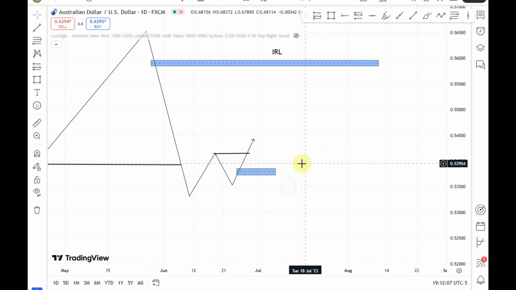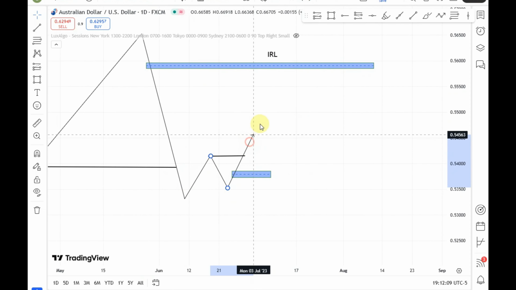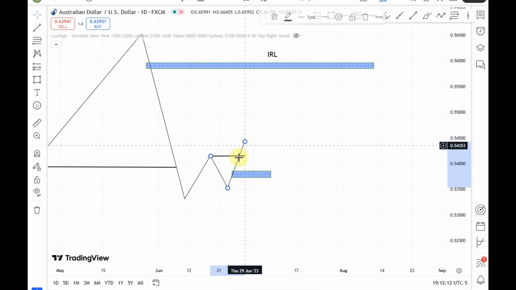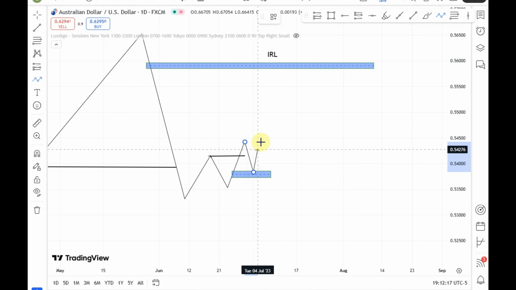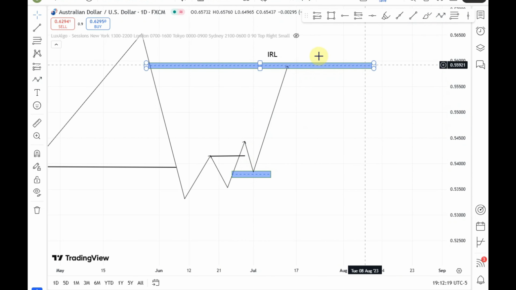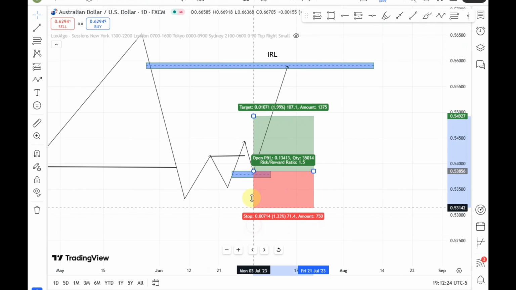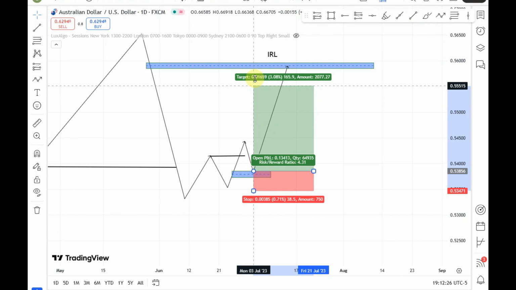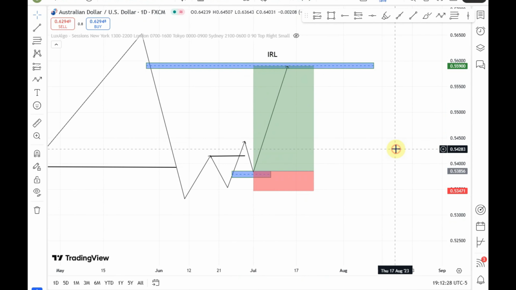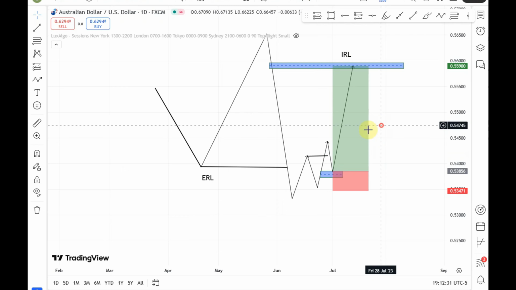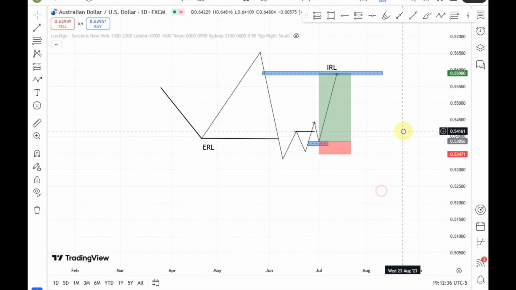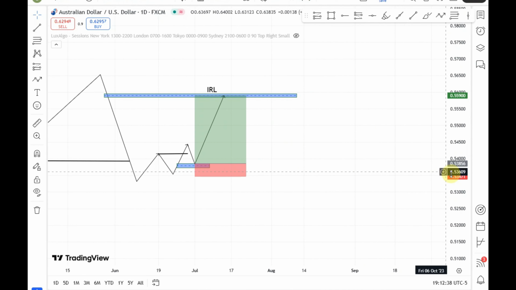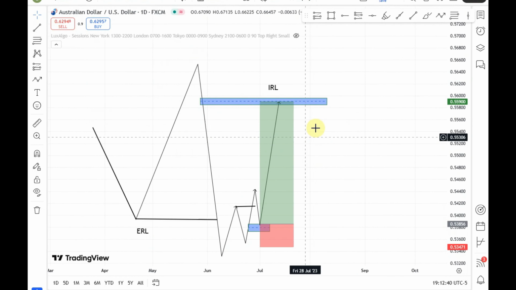So I would wait for it to retest back into this, then I buy up to this level. Then I put my stop loss on this low, and then I hold up to this internal range liquidity. It's a very easy strategy. This is the plan that we have for it. All right, so let me give you a clear example on how you can use this.